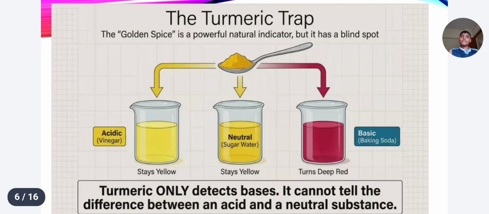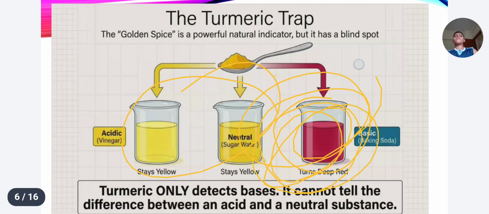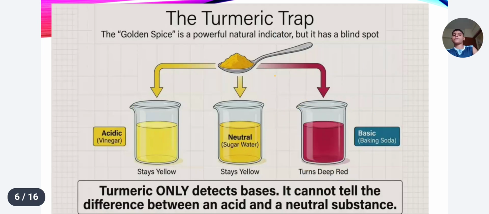This is a small simple story for remembering. Turmeric only detects bases, as I told you. It can't tell the difference between an acid and a neutral substance because both are its friends. So now you have two friends. If both touch you, you will have no problem. But if a person who is not your friend touches you, you will have a problem.